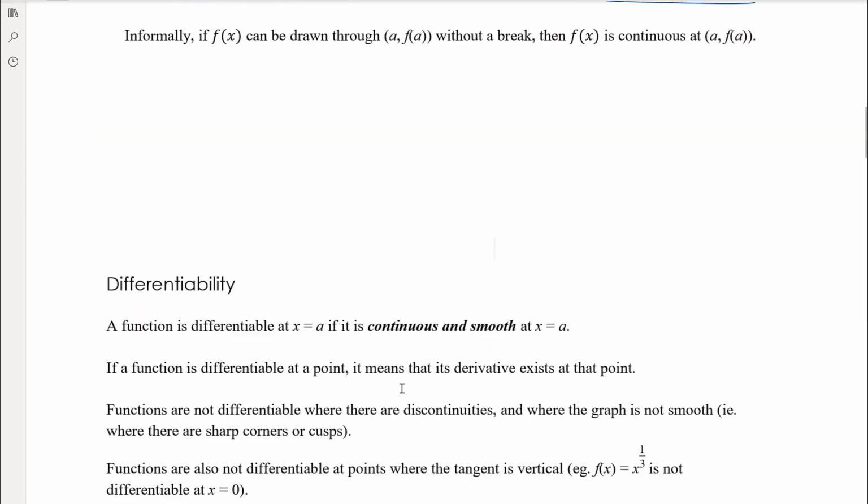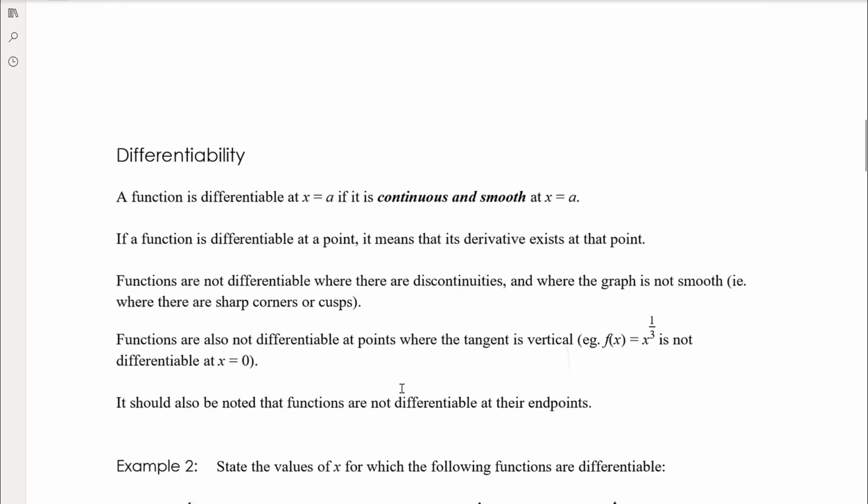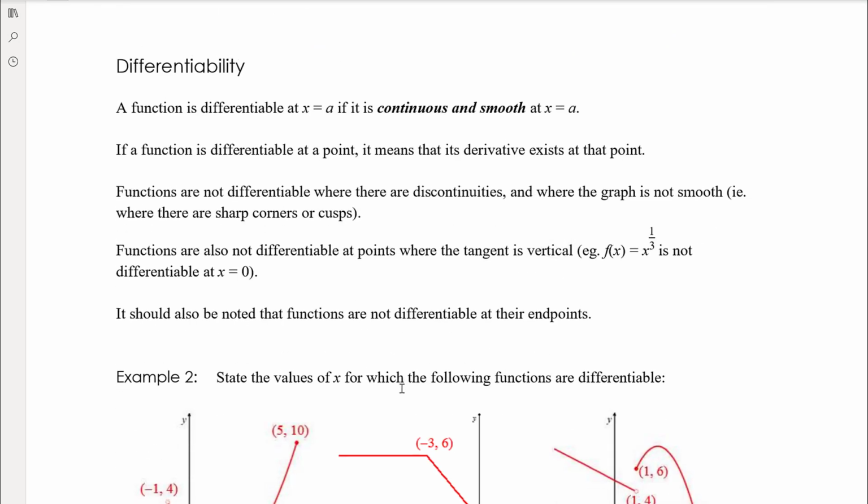Okay, let's extend that idea onto differentiability. Differentiability is about whether we can calculate the derivative at that point, which is about whether gradient is defined at that point. There are 2 things that need to be true for a function to be differentiable at a point, say, for example, the point when x equals a. It has to be continuous, and we've already looked at how we know things are continuous, and smooth.